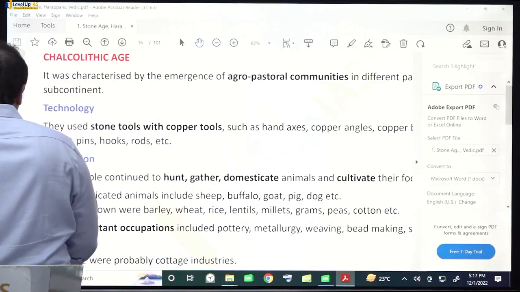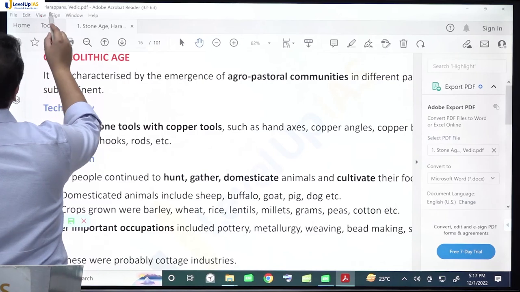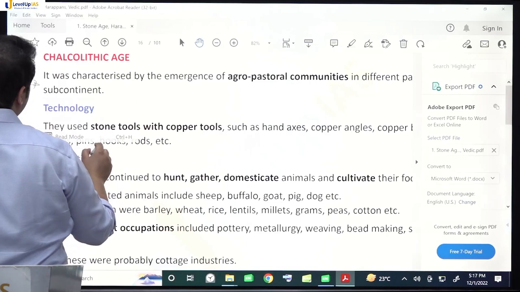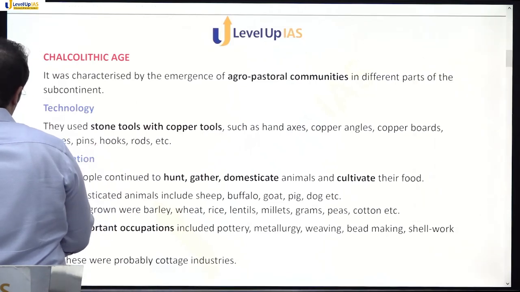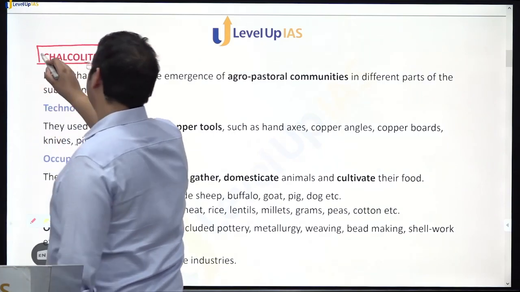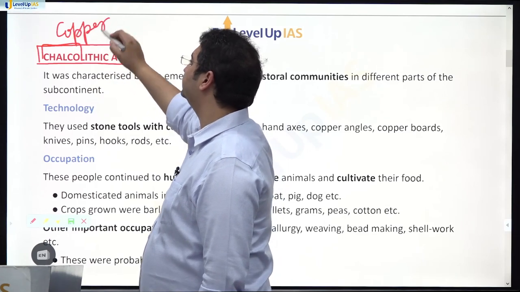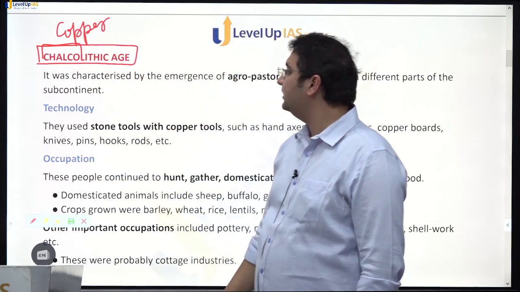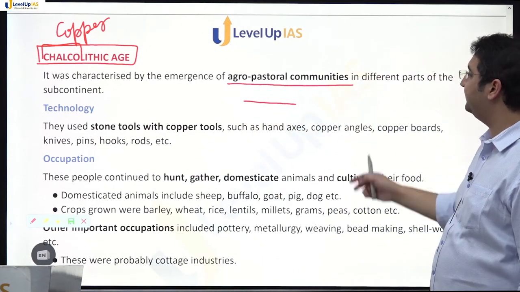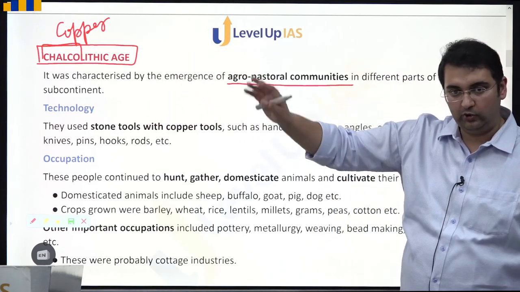And then we finally come to the last stage of the Stone Age, the Calcolithic Age. Bataya tha calco ka matlab copper. So this is the Copper Stone Age. It was characterized by the emergence of agro-pastoral communities in different parts of the subcontinent, plus the use of copper tools along with stone tools. Right?